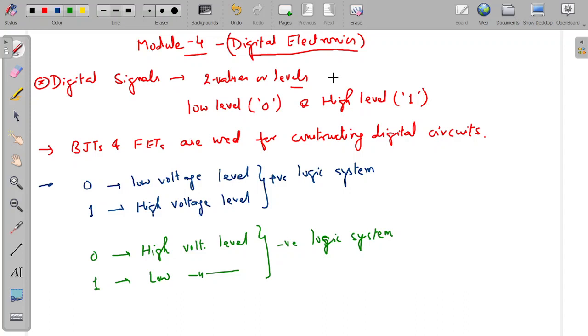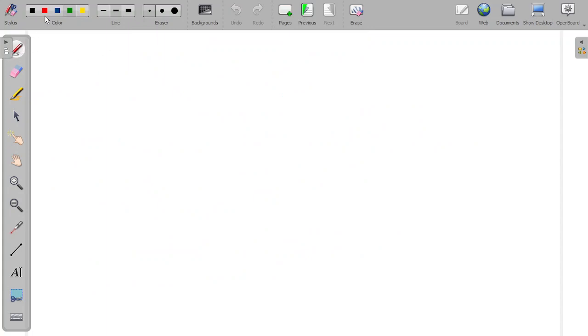Most of the time we will be dealing with positive logic system, so that things are straightforward. We are also habitual in the sense that we consider that the value of 1 is higher than the value of 0. So let us start with the first subtopic, which is about binary numbers.